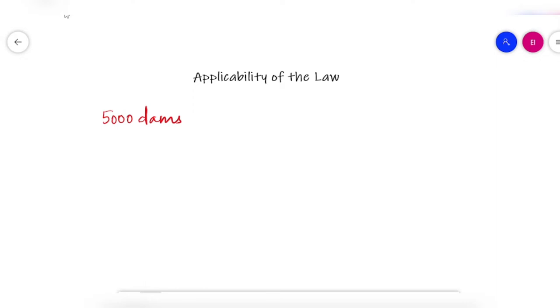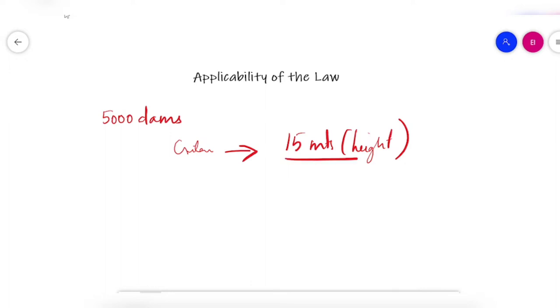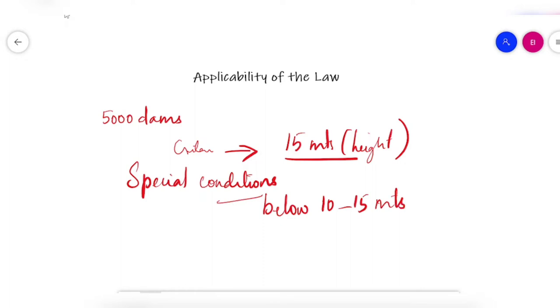And what is the criteria for selection? The dam should be at least 15 meters in height. The check dams which are below 15 meters in height are not included in this law, because this law is only for dams of 15 meters or above. But in some special conditions, dams below 15 meters, that means 10 to 15 meters, will also come under the applicability of the law. That is the Dam Safety Bill of 2021, and this is all about the applicability of the law.